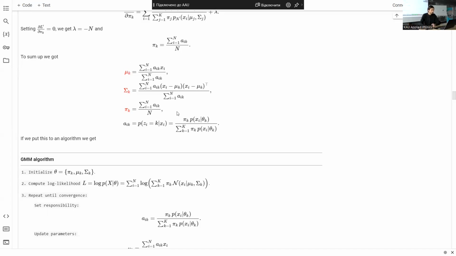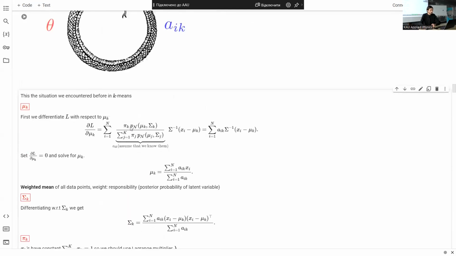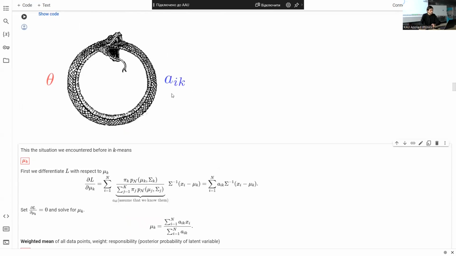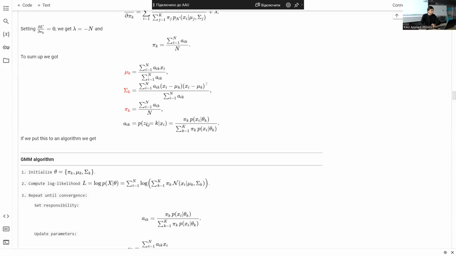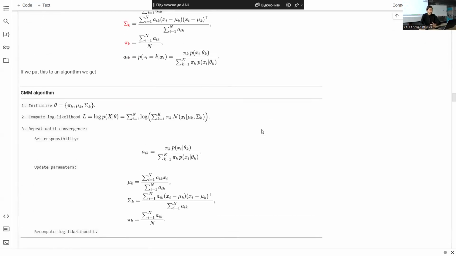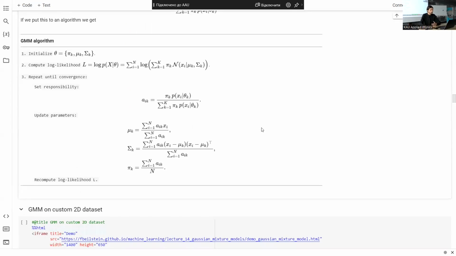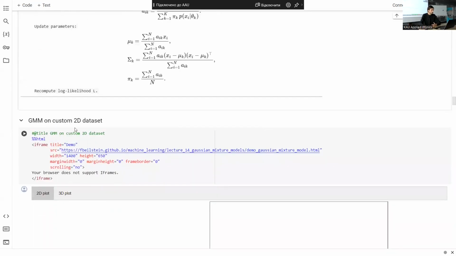I get them updated. If I have them, I can update my a_ik. So I can go the other way around and do this turn. So a_ik, I take them, I recall what their meaning is. So a_ik is the probability for the point x_i to come from some distribution k, and I can calculate that with the Bayes formula. So that's what I have. And just by updating that, I hope that it will converge and give me some more or less nice result.